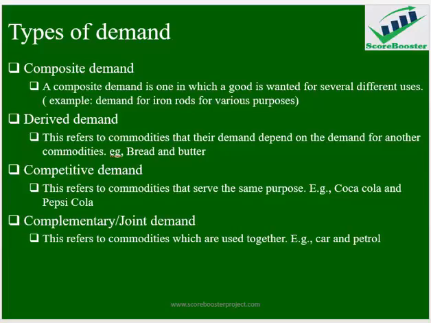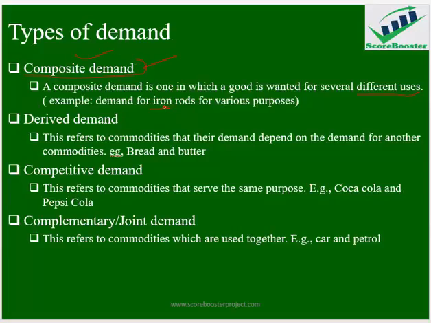Since we have looked at the meaning of demand, we understand demand, quantity demanded, we have seen the demand schedule, and we have seen the demand curve. Now let's look at some types of demand. One of them is composite demand. A composite demand is one in which a good is wanted for several purposes or different uses. When a particular item can be used for different purposes, then the demand for that product is what we call composite demand.